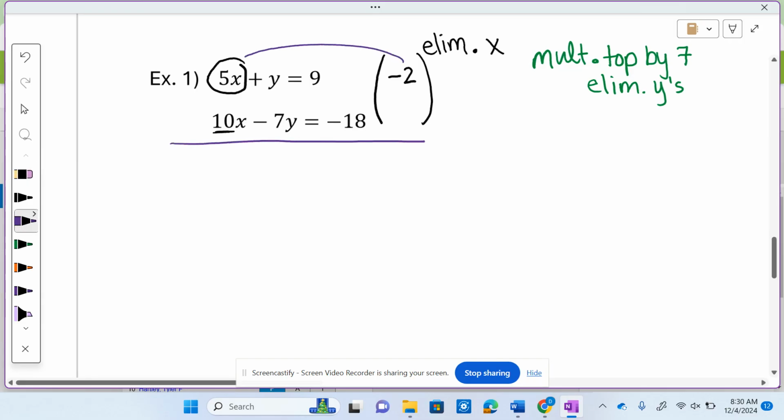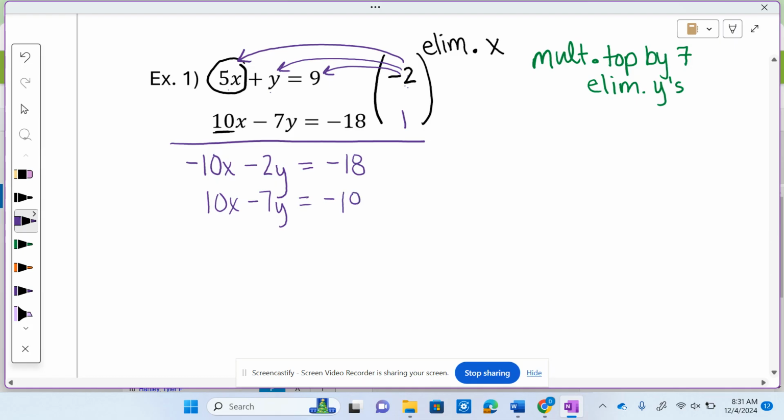So that means that every single term in the top equation is getting multiplied by -2. Let's see. 5x times -2 is -10x. y times -2 is -2y. 9 times -2 is -18. The bottom equation does not change. It's the same thing as multiplying by 1. It just doesn't change. So -10x minus 7y equals -18.